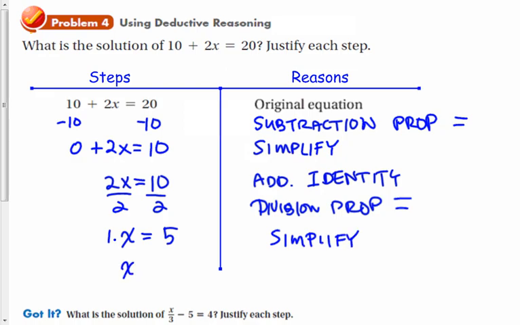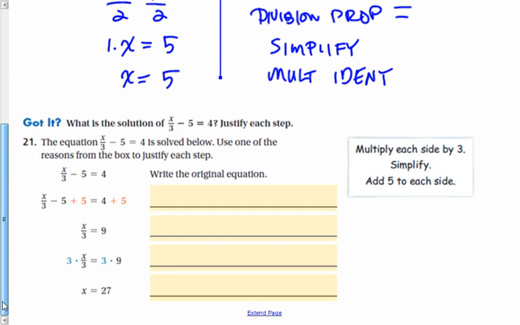And then the last step, I'm going to say 1 times x is x, and that's because of the multiplication property of equality. Now from now on, I'm okay with you just skipping the, oh, that was wrong, sorry, I said that wrong. That's the multiplication identity. I'm going to let you skip the identity things if you want, but I'm going to let you try that now.